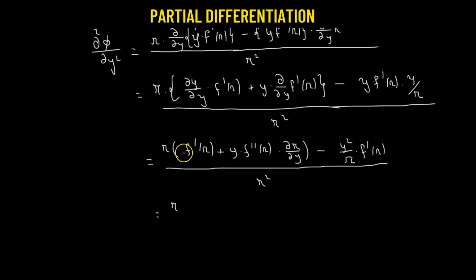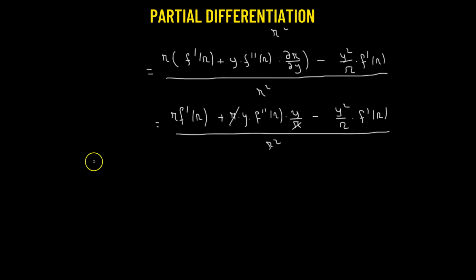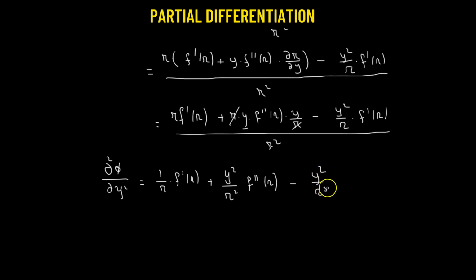So this gives us r times, so we'll multiply r with the two terms within the parentheses, so we have r times f prime of r plus r times y times f double prime r multiplied by the partial of r with respect to y, that will get replaced with y divided by r, minus y squared over r times f prime r, whole thing divided by r squared. That is, r and r get cancelled away, and we can now express the second partial derivative of phi with respect to y as 1 over r times f prime of r plus, here we have y times y, which will be y squared. So we have y squared divided by r squared times f double prime r minus y squared over r cubed multiplied by f prime r. So let's label this as equation number 6.